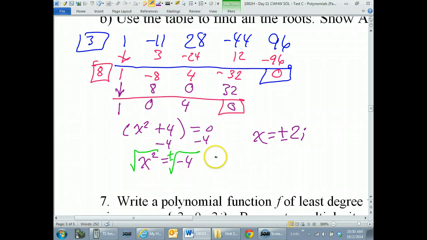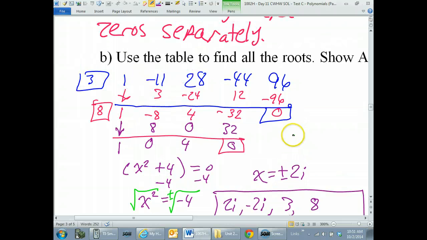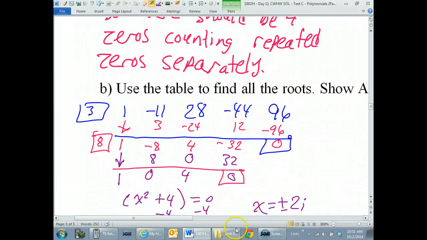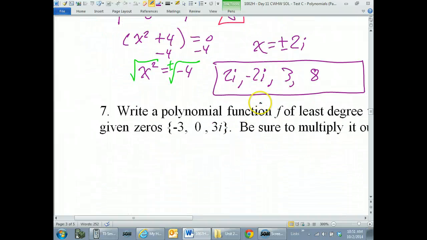All right, so the complete list is, I've got 2i, negative 2i, and 3, and 8. Okay, so we knew there would be 4 zeros because of the fundamental theorem of algebra, and here they all are. Any questions on part B here? Okay. I guess that was it for number 6. All right, moving on to number 7.